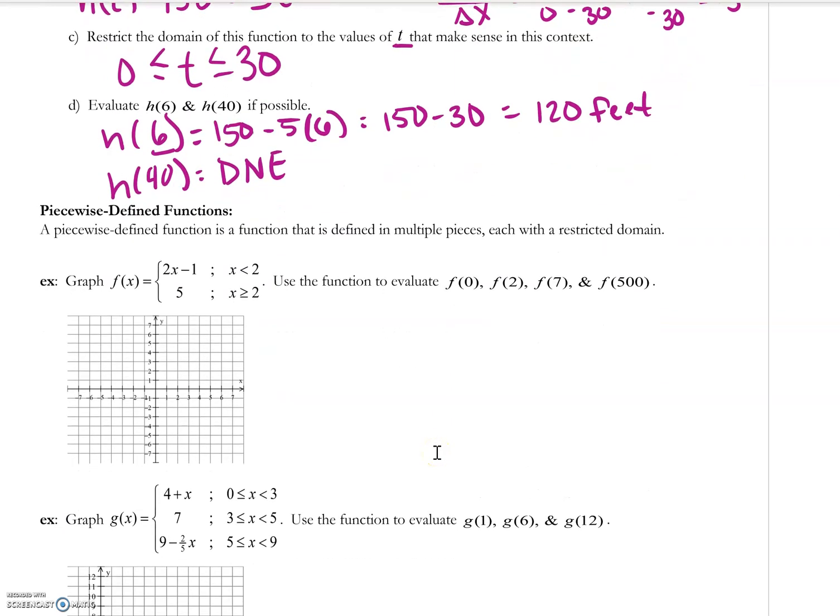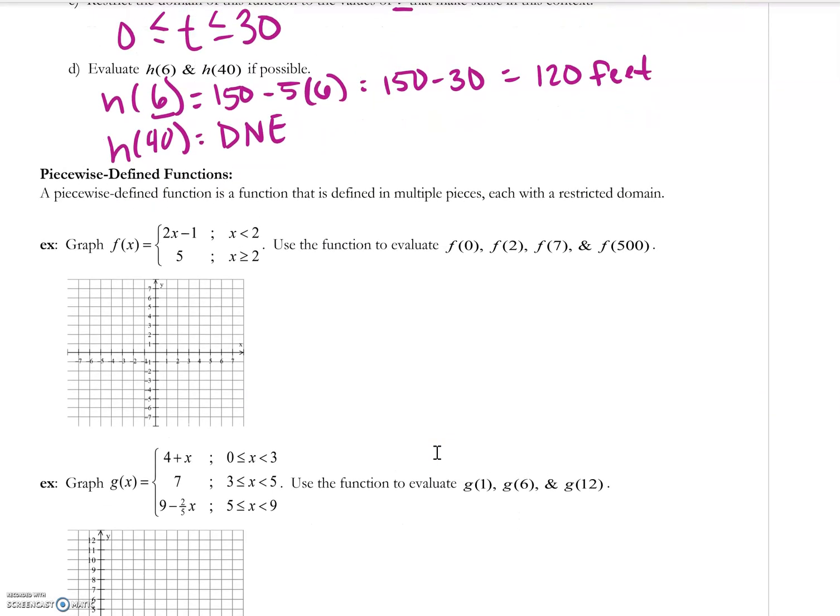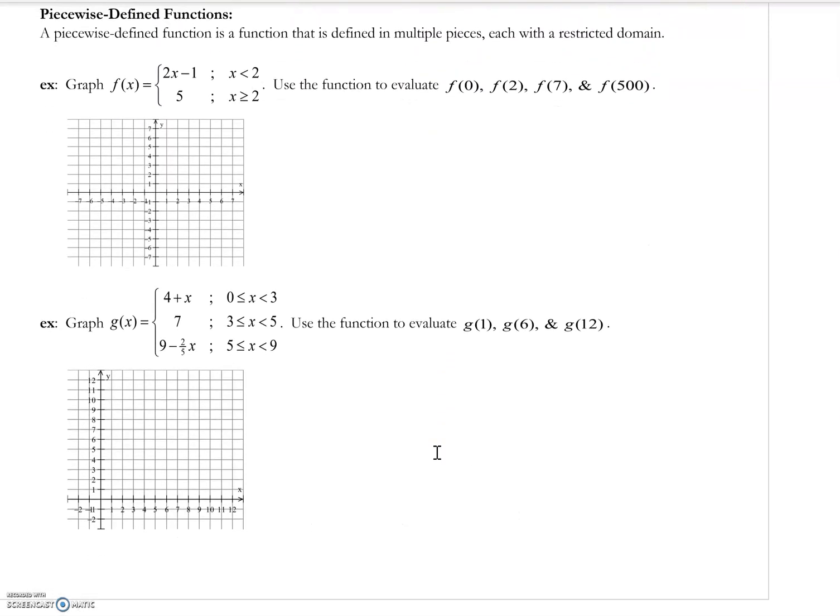As an extension to graphing lines with restricted domains, we get to this idea of a piecewise defined function. So when we read it, it says a piecewise defined function is a function that is defined for multiple pieces, each with a restricted domain. So it's like we're taking two separate lines and putting them together on one graph. For example, in this first one, I have this function f of x with two separate pieces. When I graph this, I'll graph 2x minus 1 for every x value less than 2, and then I'll graph y equals 5 for every x value greater than or equal to 2.